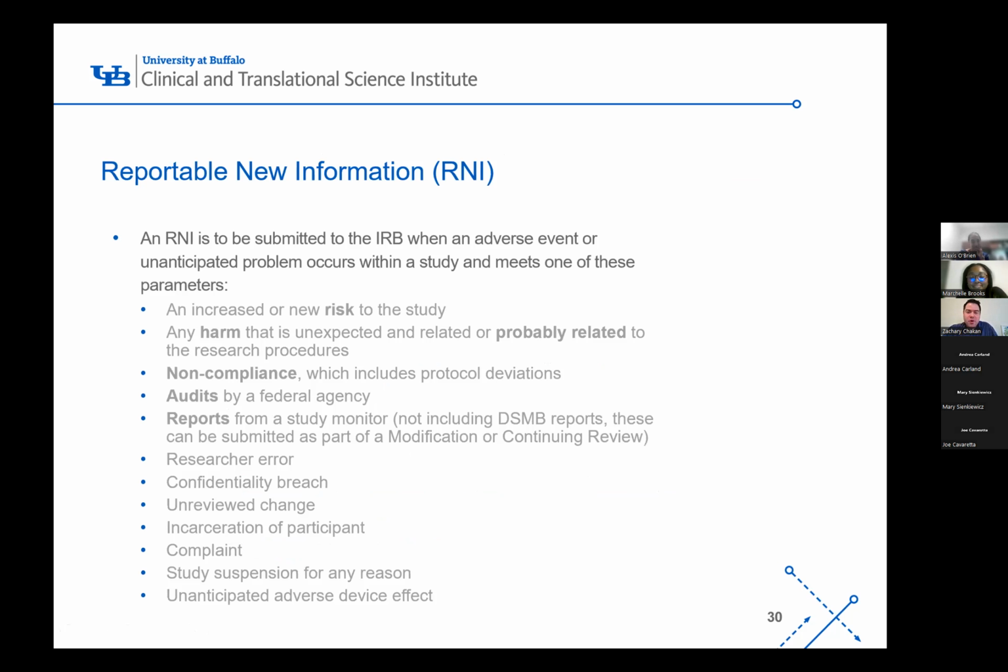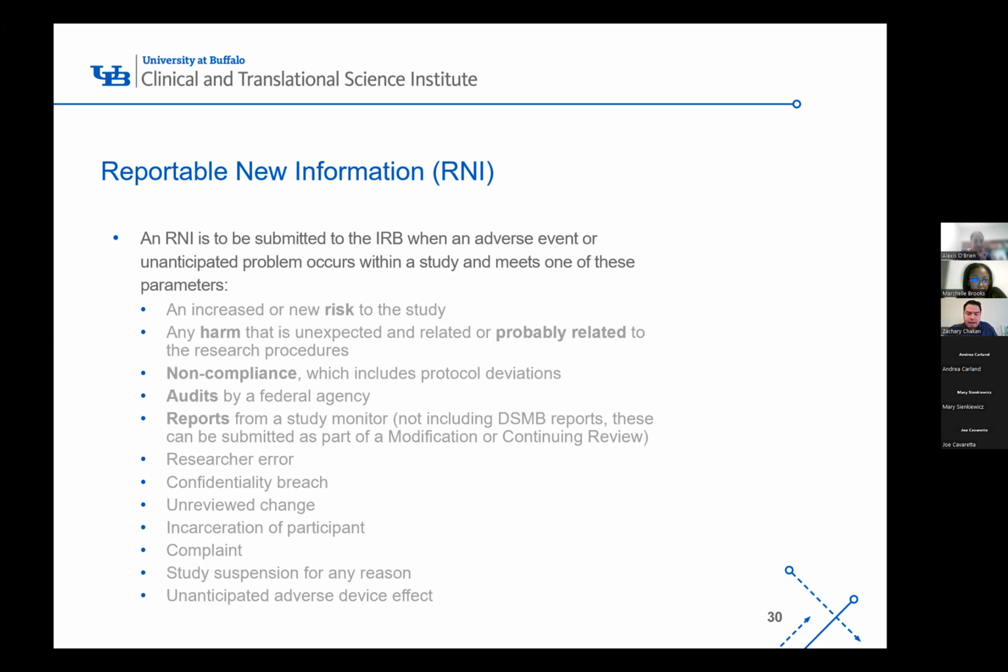But briefly, a reportable new information is to be submitted when an adverse event or unanticipated problem occurs within a study. And there are a lot of situations where this happens, shown here. An increase in new risk to the study, any harm that was unexpected, that's a key thing. Because someone may experience harm that is not serious, but could be completely unrelated. You know, someone could have been in a car accident and received an injury, but that doesn't need to be reported to us unless something in the study caused that injury or caused that car accident to happen, for example. If it's completely unrelated, then we don't need an R&I submitted for it.